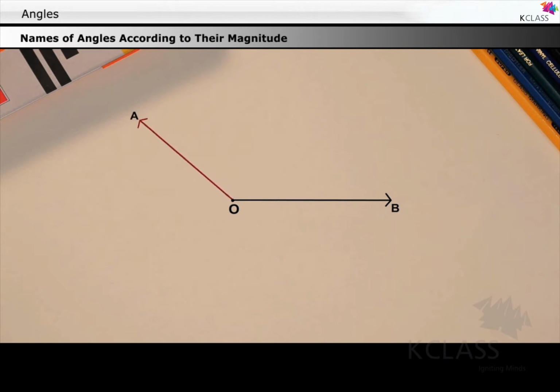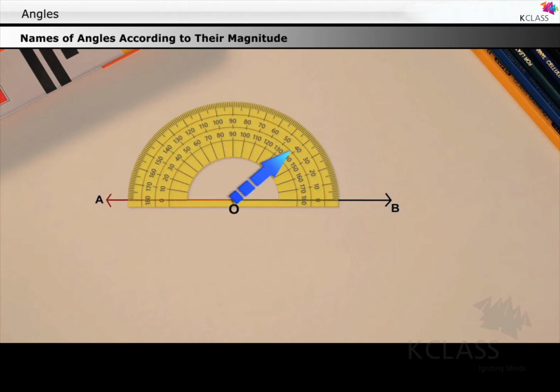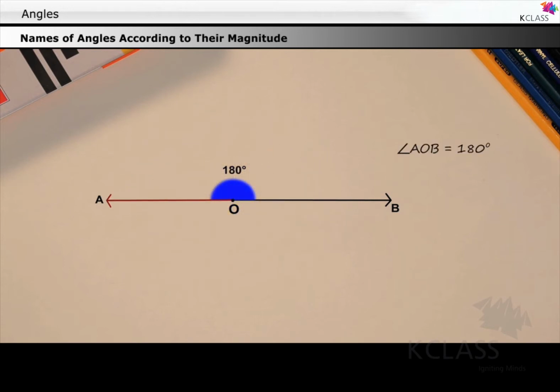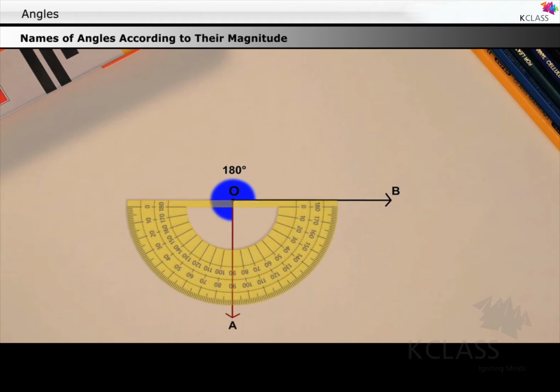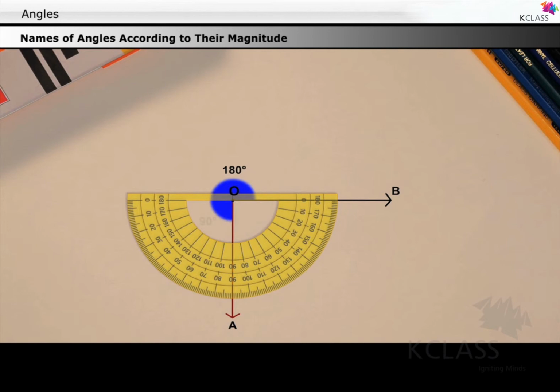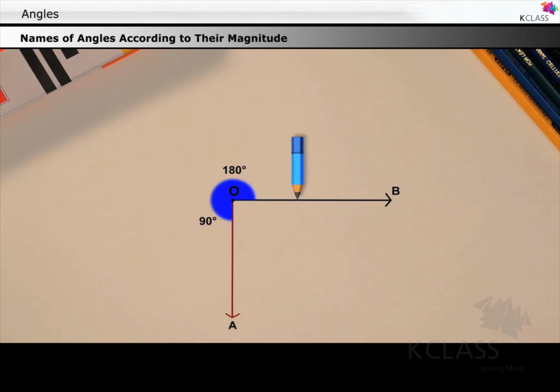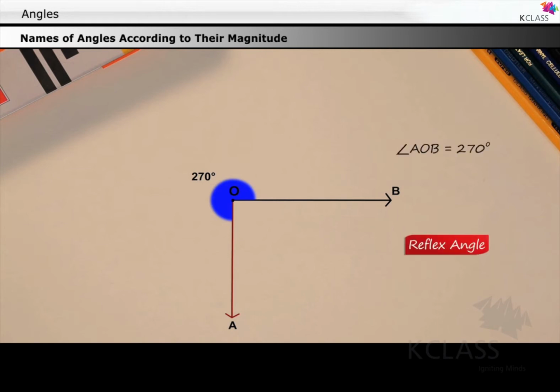Now see this. Ray OA falls on a straight line with OB. Protractor once again. 180 degrees on the protractor. An angle measuring 180 degrees is a straight angle. Take a look at this now. Protractor shows that the angle AOB is 270 degrees. That's more than 180 but less than 360 degrees. That's what we call a reflex angle. More than 180 but less than 360 degrees.